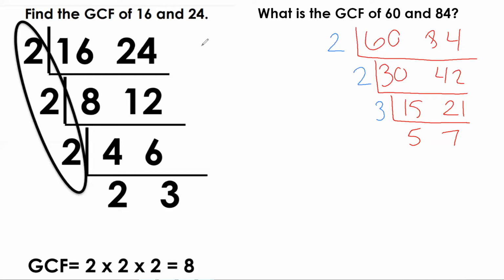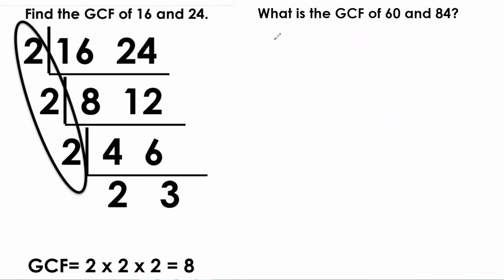Now I need to take these numbers right here, the numbers we divided by, and multiply them together. That will give you your greatest common factor. So 2 times 2 times, I'm sorry, times 3. There we go, times 3. 2 times 2 is 4. 4 times 3 is 12. So our greatest common factor of 60 and 84 is 12.